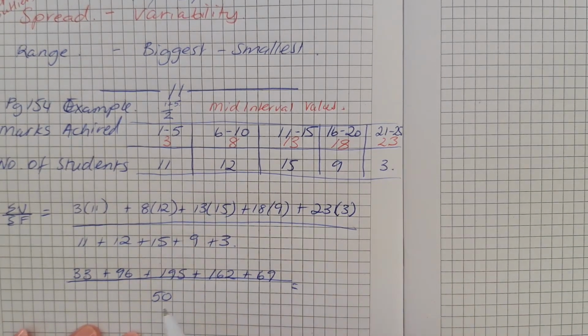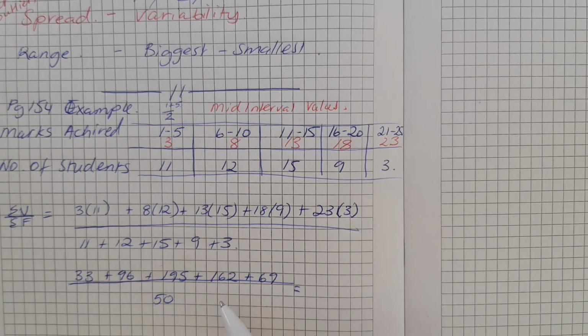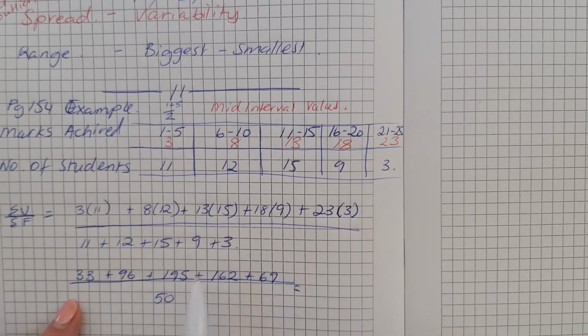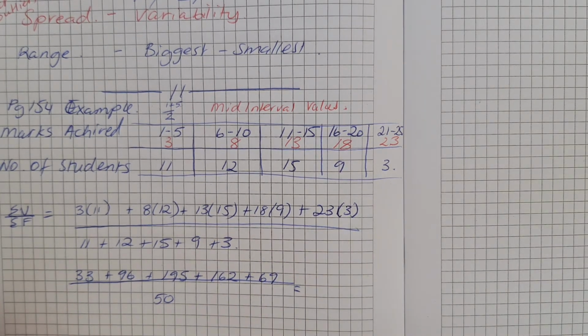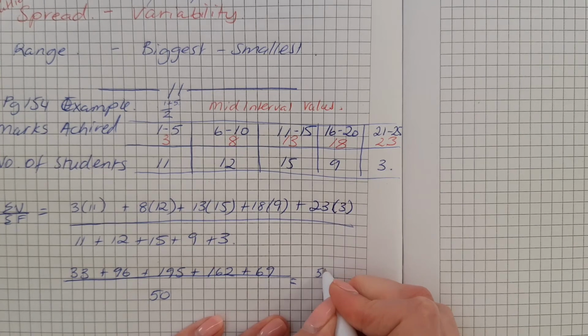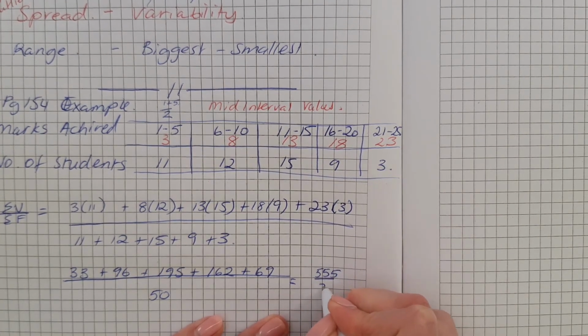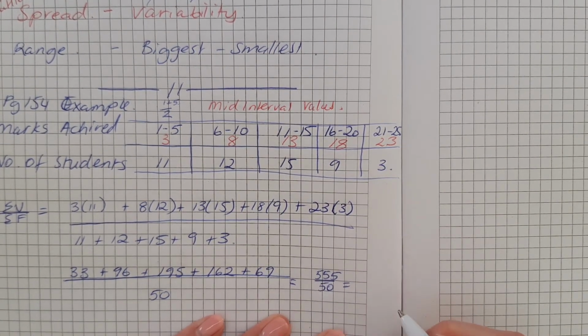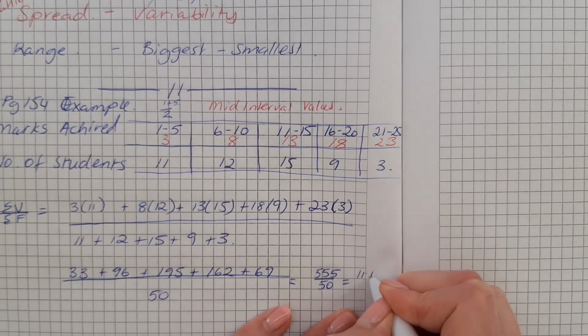Okay, so I've started to eliminate and solve this. So I just need to add up the top numbers now. So that's 33 and 96 and 195 and 162 and 69. That's 555 over 50. And when you divide one into the other, you get 11.1.